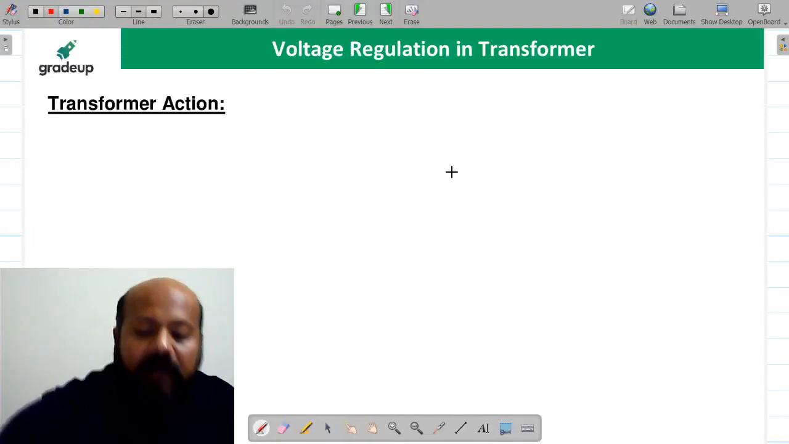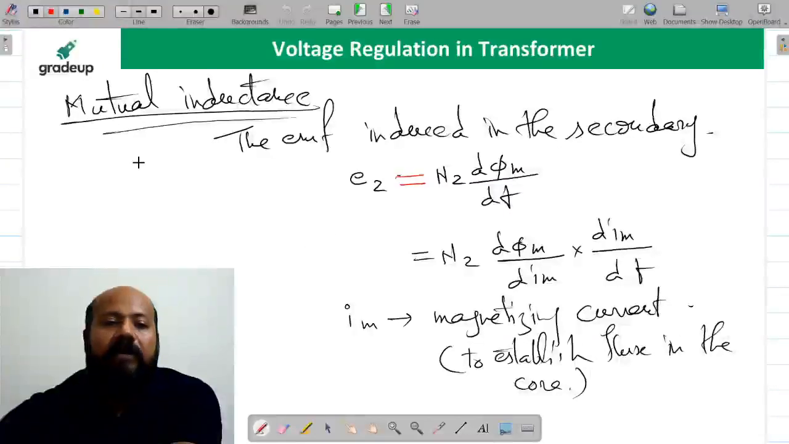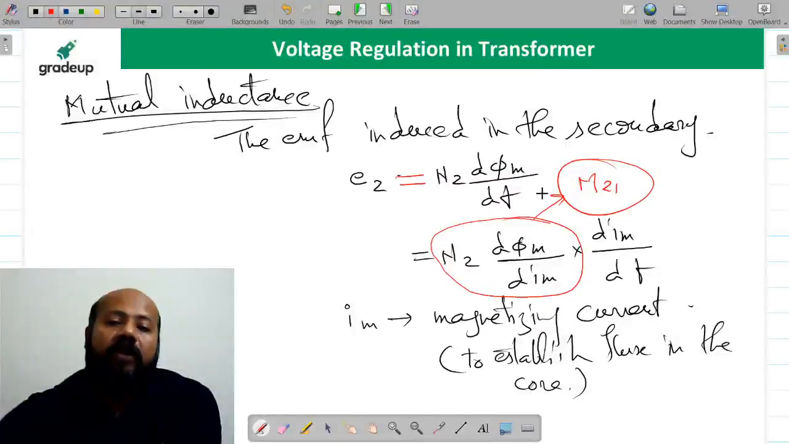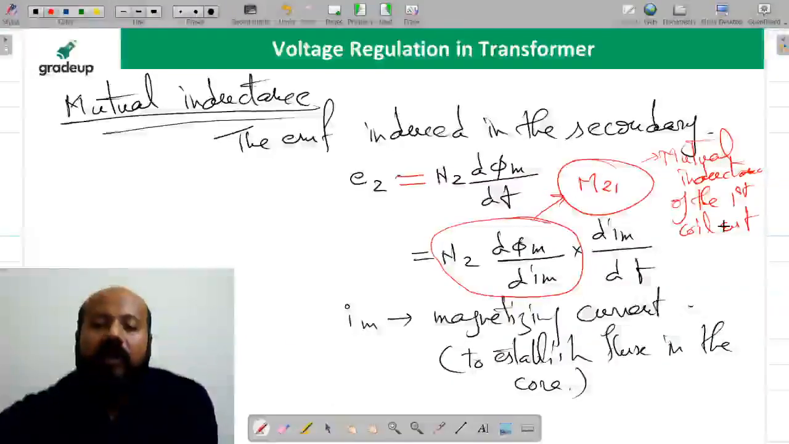So if you can write this induced EMF like this, then I am writing it like this. Please try to write it here. So it is going to be, what is this? N2 d phi m upon d im. This we are writing as M21. I hope it is clear. What is M21? It is the mutual inductance of the second coil with respect to the first coil.